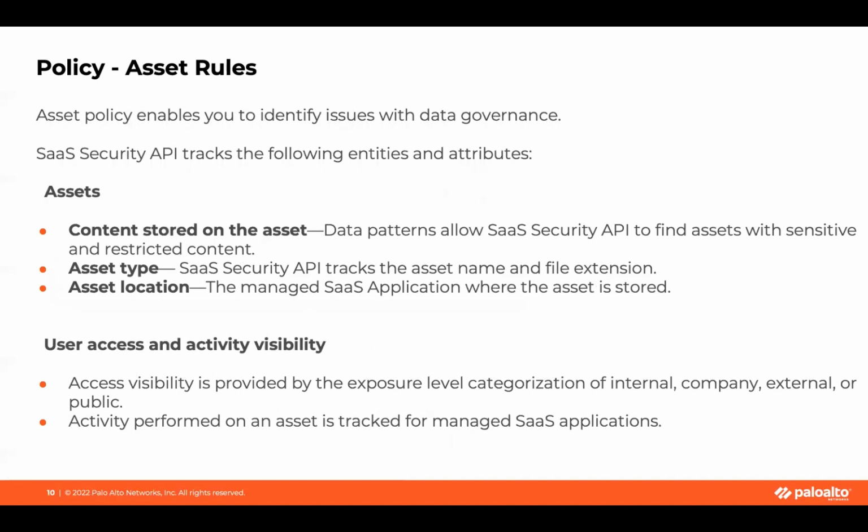Asset rules are about data management and governance, making sure of the integrity and security of data in the enterprise. The asset rules are designed to focus on both assets and user access to the assets and user activity visibility. We monitor asset content, looking for sensitive data, asset type, and asset location. We also monitor users' access, level of visibility, and exposure, and the activities performed on the asset.